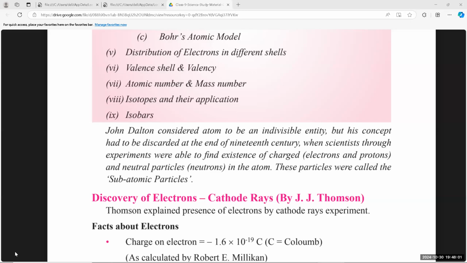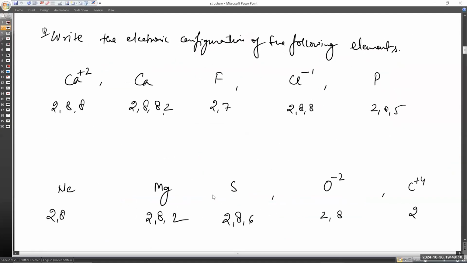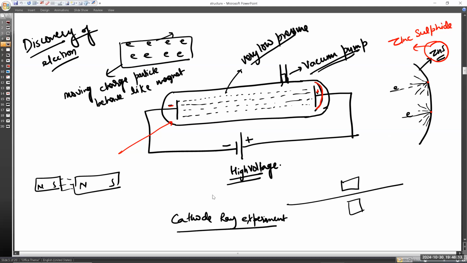So he took this type of structure of a cathode ray tube, and he made these structures, and he named it the cathode ray experiment. This glass tube is going to have very low pressure, and an almost negligible amount of air, about 0.04 mmHg. That is very low pressure.